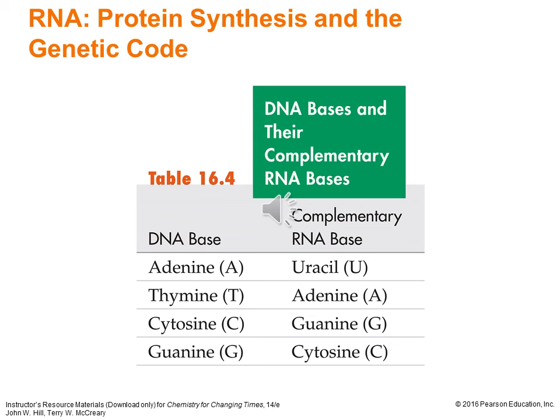So looking at table 16.4, we see in DNA we have adenine, thymine, cytosine, and guanine. In the complementary RNA, we have uracil replacing the thymine. So uracil is another example of a pyrimidine, but it's different than the thymine that we would see in DNA. Uracil is the RNA complementary base. So instead of AT, like we would see in DNA, we see AU in RNA.